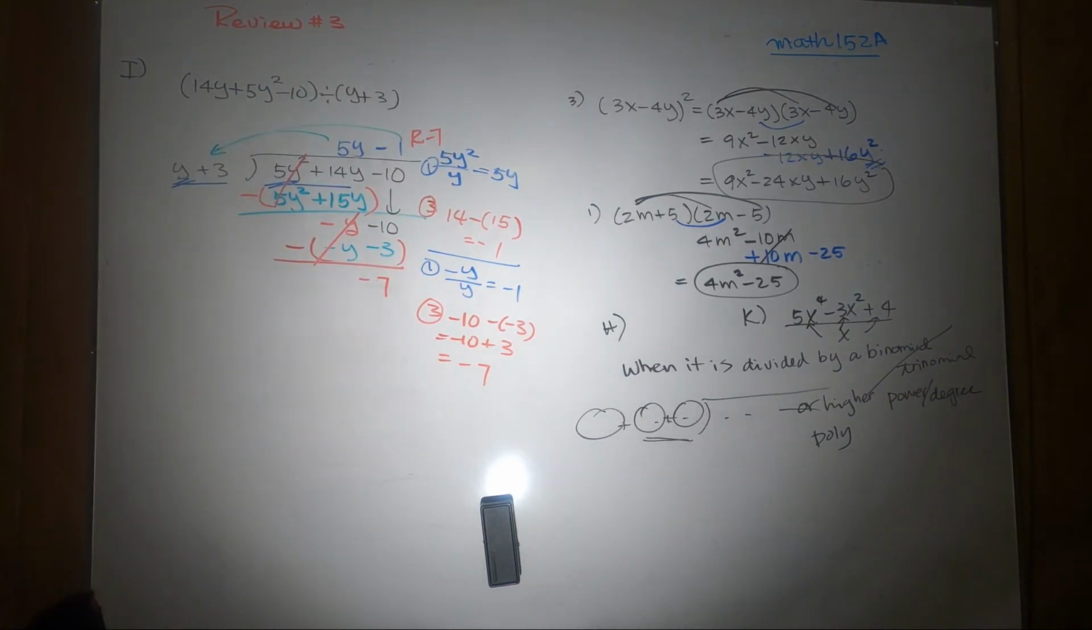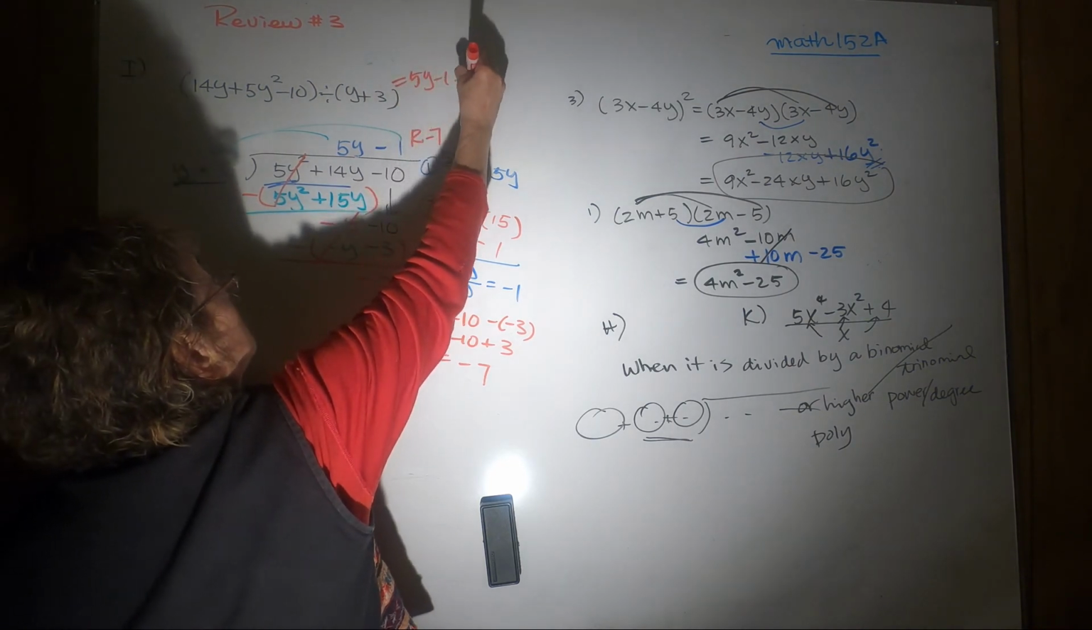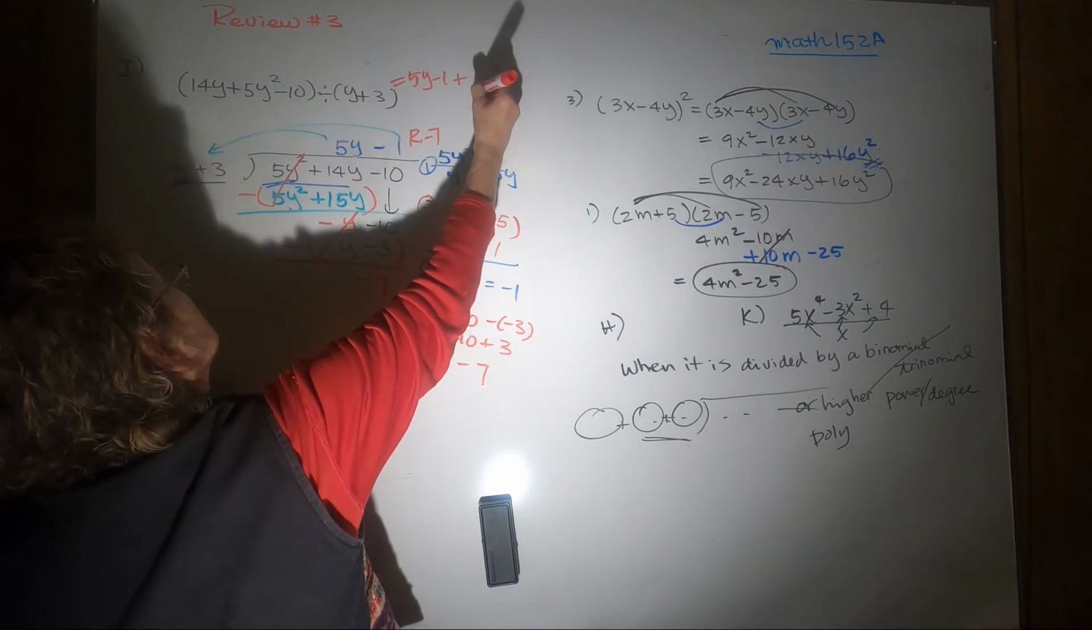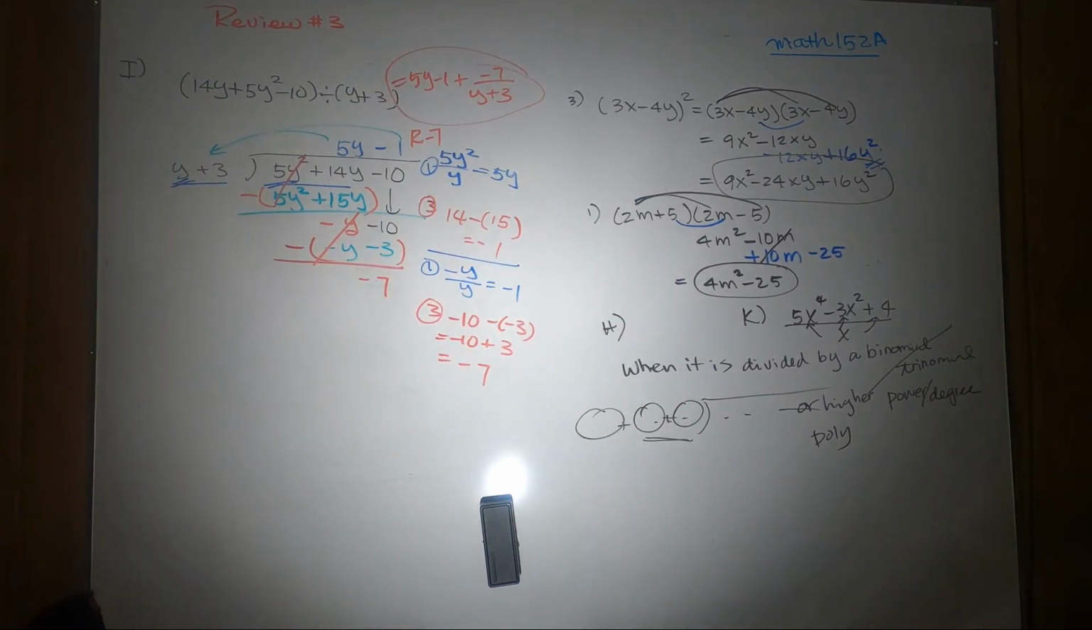Right? So how do you write your answer? We say you write the answer is what? Quotient 5y minus 1 plus what? Your remainder over your divisor. That's how you write your answer. Right?